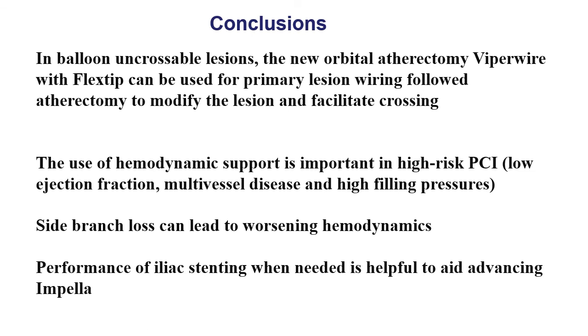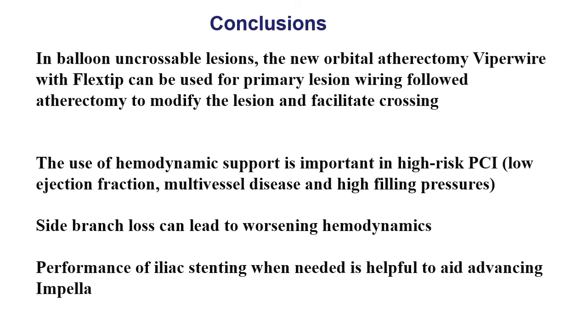So, conclusions. In case of balloon uncrossable lesions, when everything fails, the Viper wire with flex tip, which is a torqueable guide wire, can be used to primarily wire the lesions, and then use orbital atherectomy to facilitate crossing afterwards.